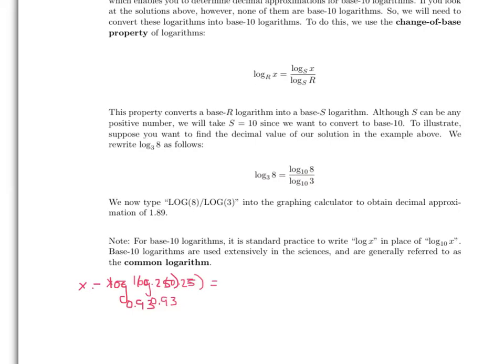If I convert this into base 10 logarithms, I get log base 10 of 0.25 divided by log base 10 of 0.93. Working this out on a calculator, we arrive at a decimal approximation of 19.10 to two decimal places.